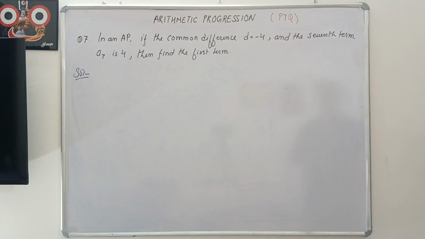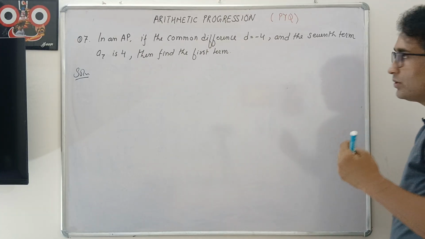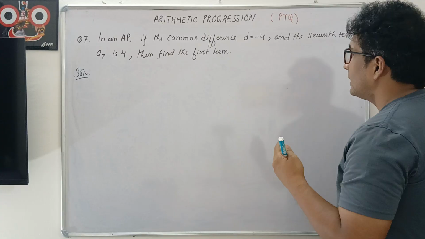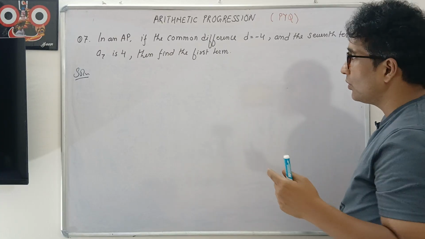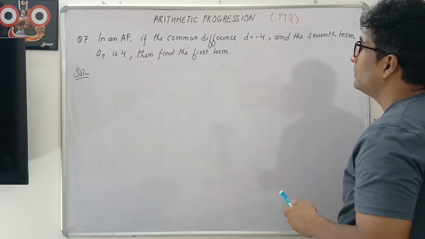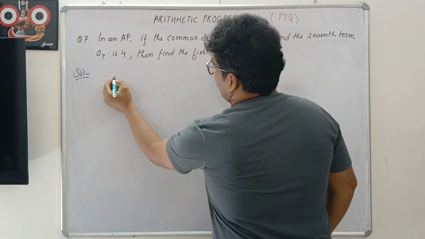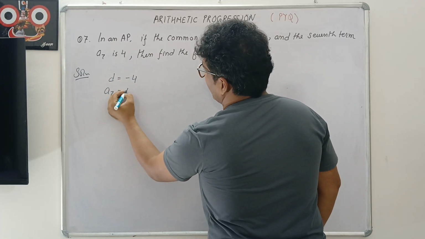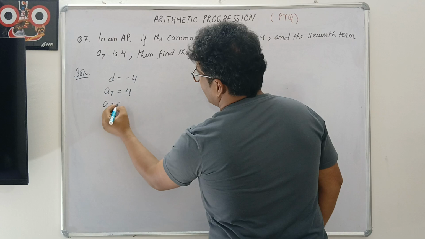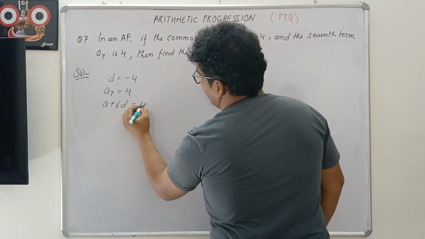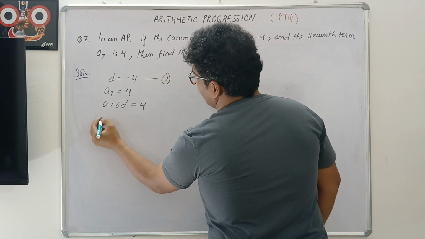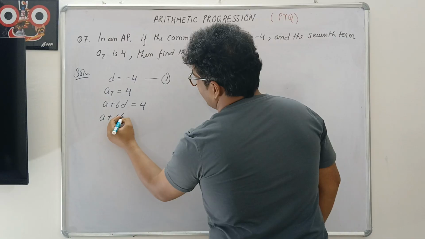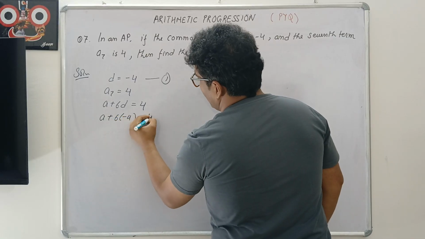Now coming to the 7th question, in an AP the common difference is given to you, that is minus 4, and the 7th term is also given, that is 4, then find the value of the first term. Okay, so given is your D is minus 4 and A7 is 4. That means A plus 6D equals 4. You have to put the value of D here. So A plus 6 times minus 4 equals 4, correct?